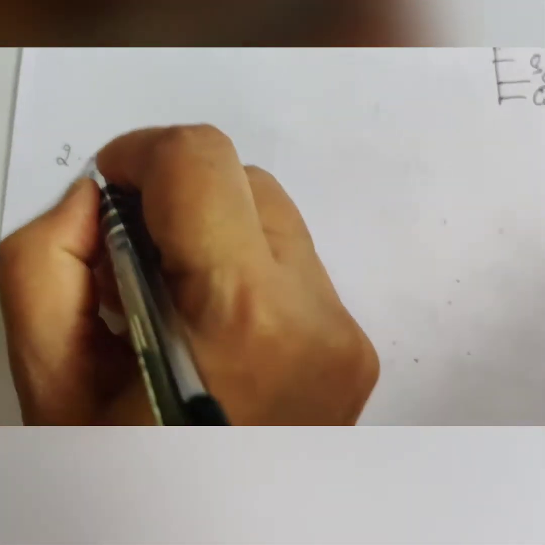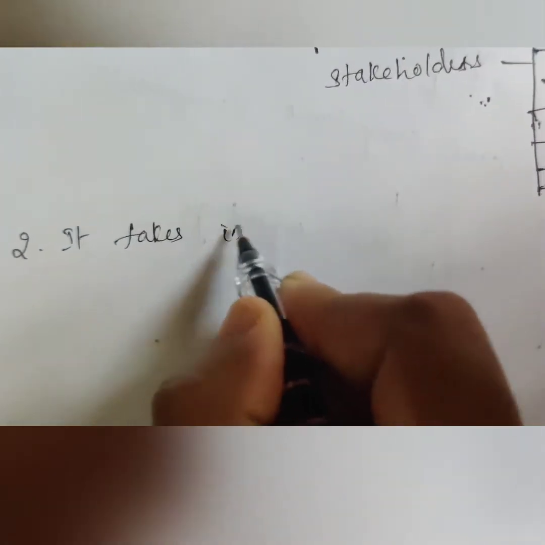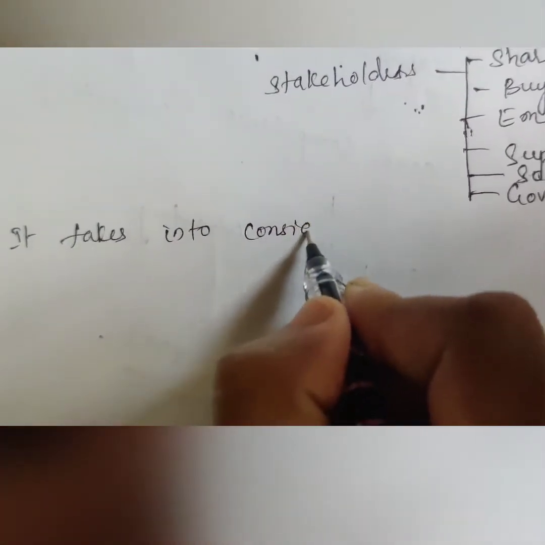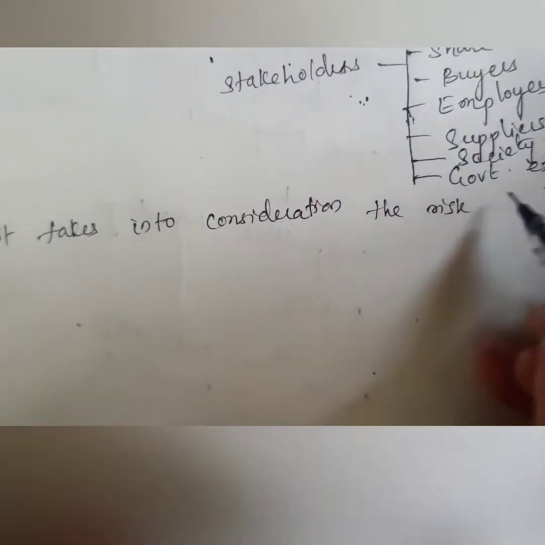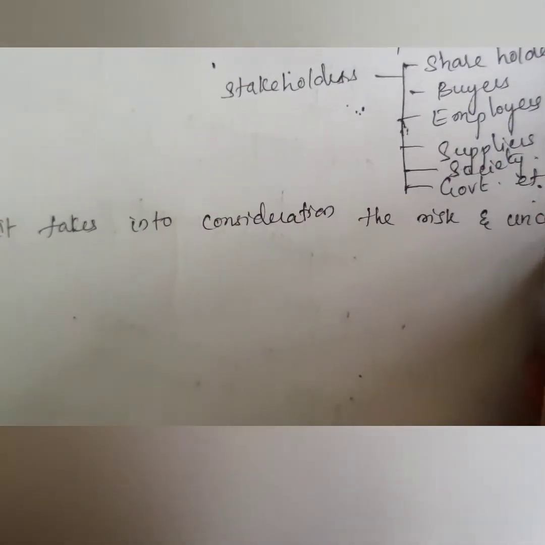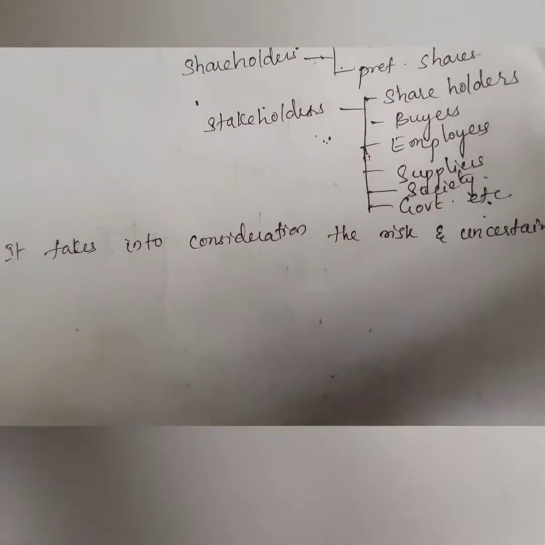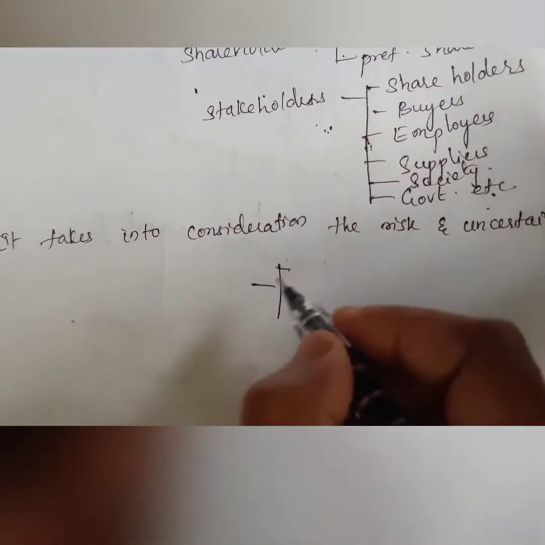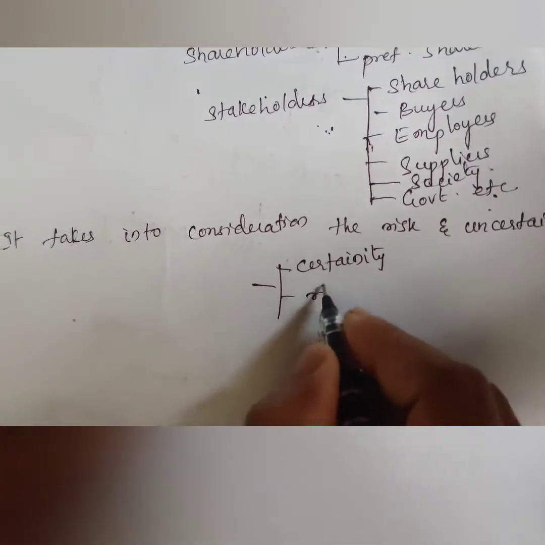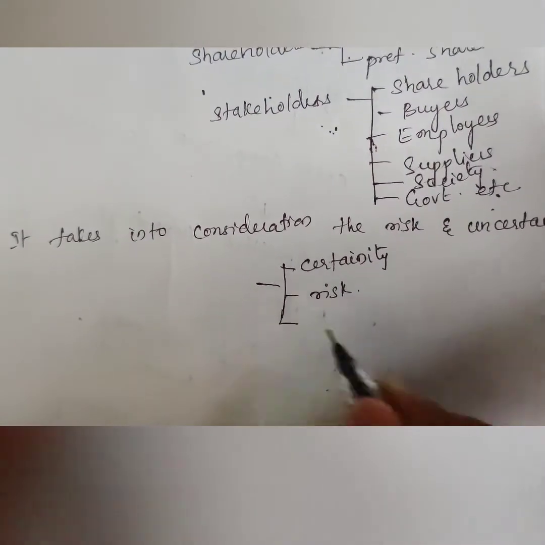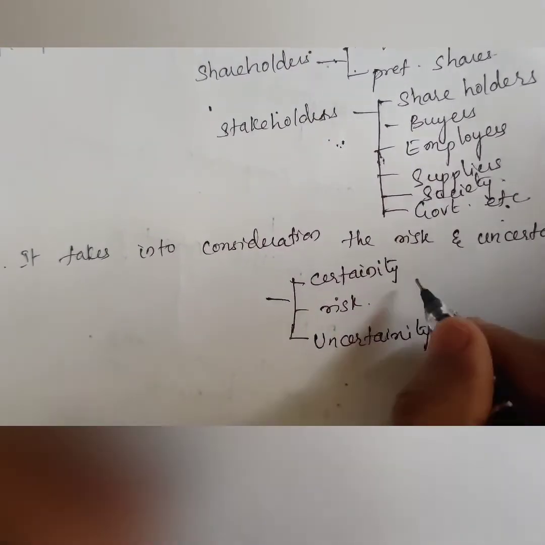So it takes into consideration the risk and uncertainty factors. Again, there will be confusion between risk and uncertainty. So the conditions are three. Let me clear it up here itself. One condition is certainty, another condition is risk, and another condition is uncertainty.